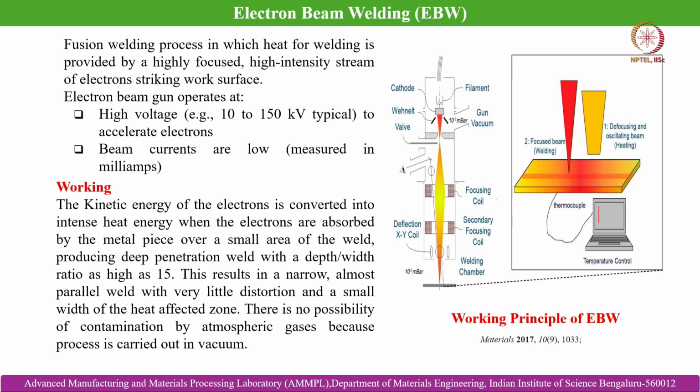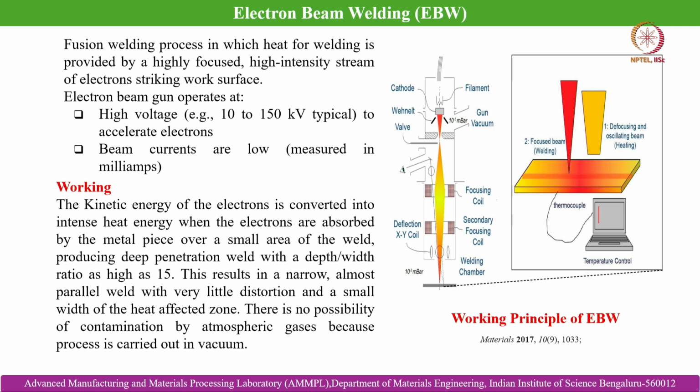So, electron beam gun operates at high voltage, that is between 10 to 150 kilovolt typically, to accelerate electrons, and beam currents are low, measured in milliamps. And the working principle: the kinetic energy of the electrons is converted into intense heat energy when the electrons are absorbed by the metal piece, the work piece.